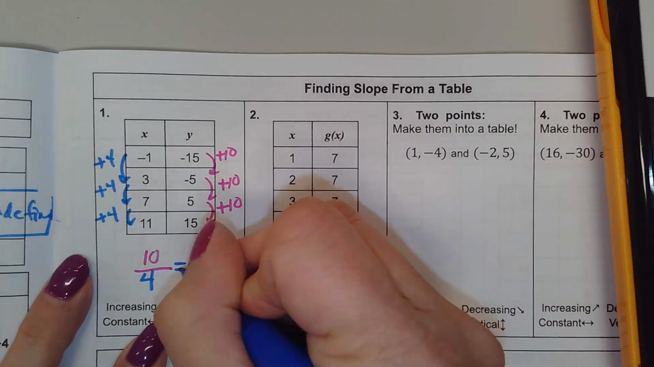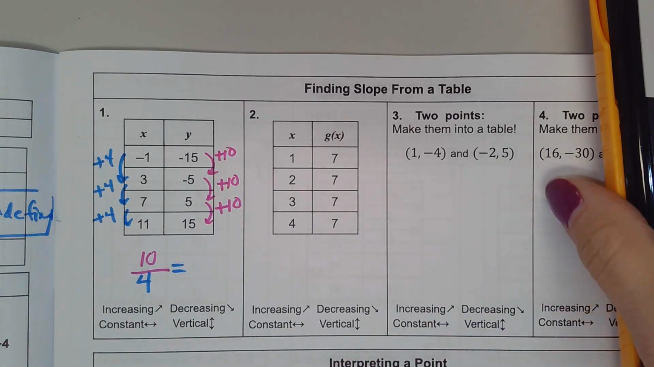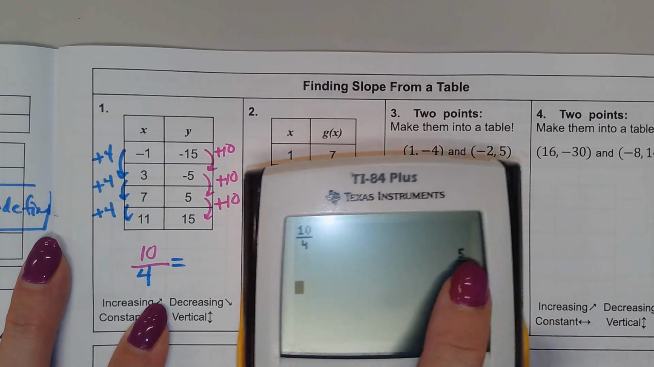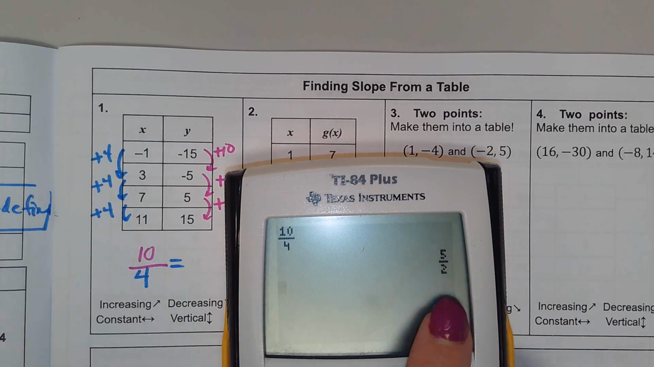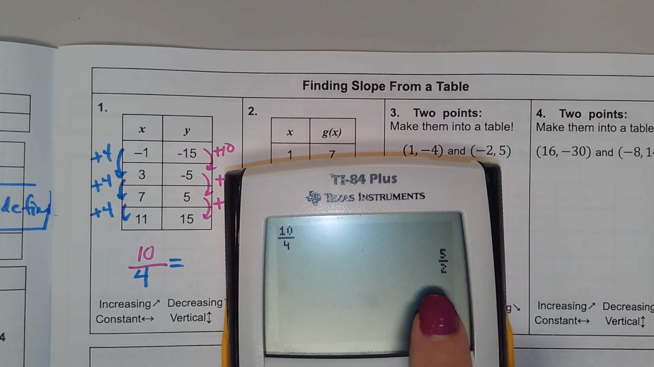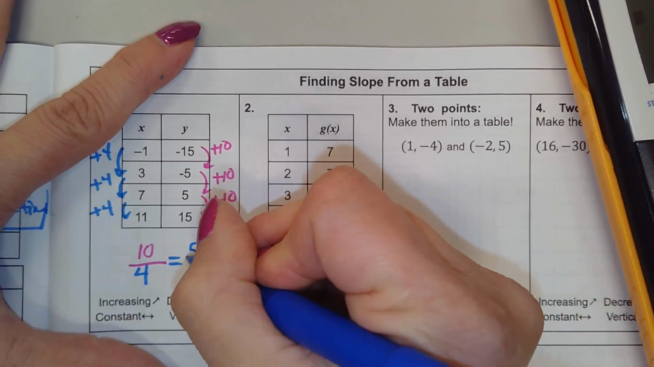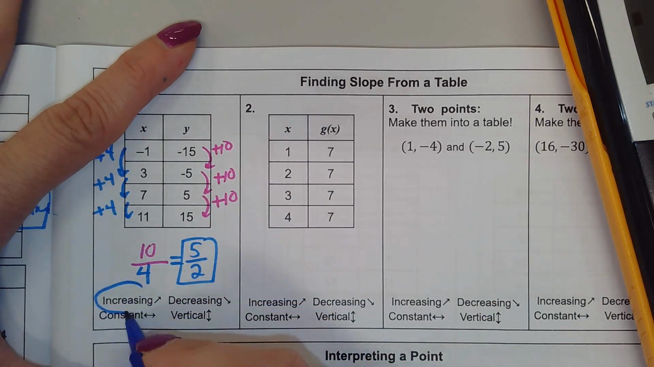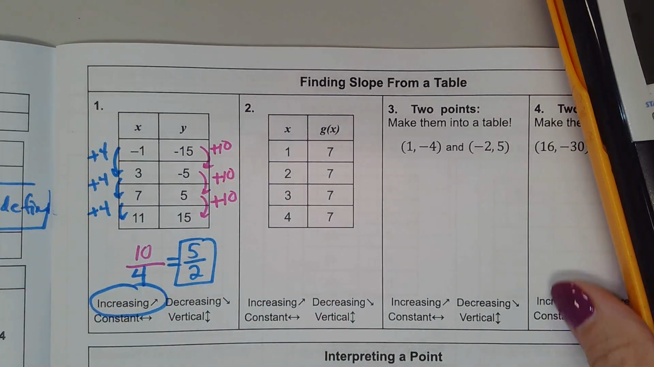But can that be reduced? Let's go check with our calculator. The fraction 10 over 4 does reduce. So I must write 5 over 2. Okay? Since this is positive, the line is increasing.